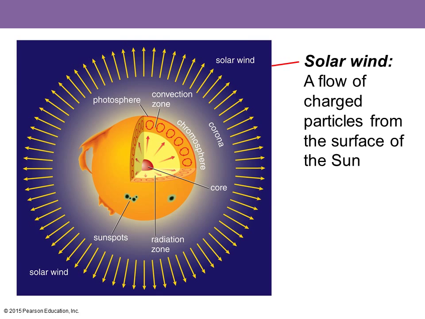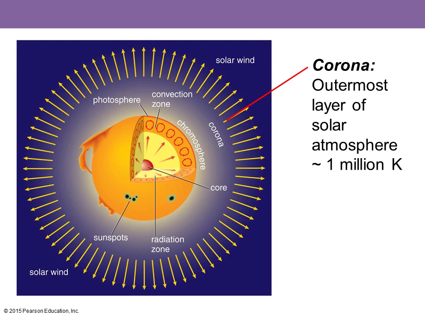The Sun generates what's called solar wind. As the Sun generates energy, eventually coming to the surface, it pushes charged particles outward from the surface. There's also the corona, which is the outermost layer of the solar atmosphere. Its temperature is roughly 1 million kelvins, which is very, very hot. But fortunately, the density of that part of the atmosphere is very, very low. So even a spacecraft flying through the corona would not really sense that tremendous amount of heat.